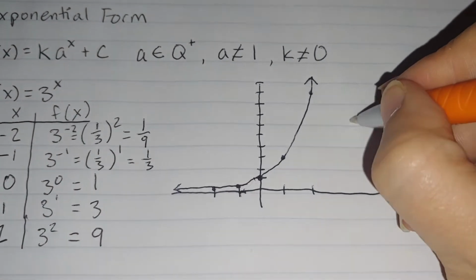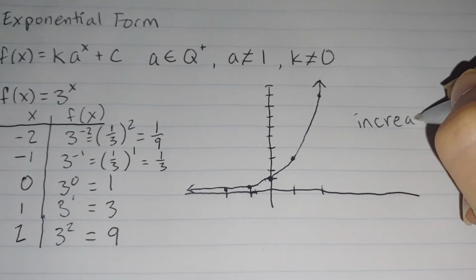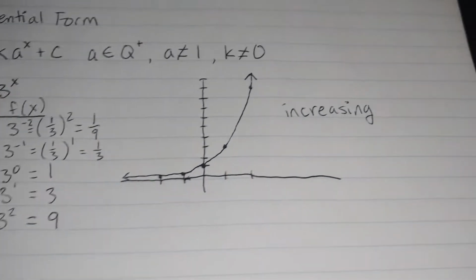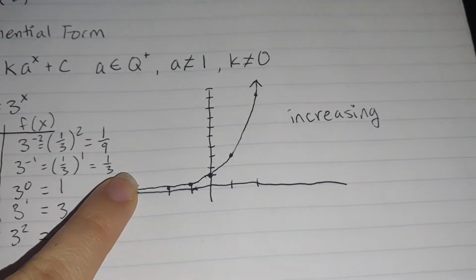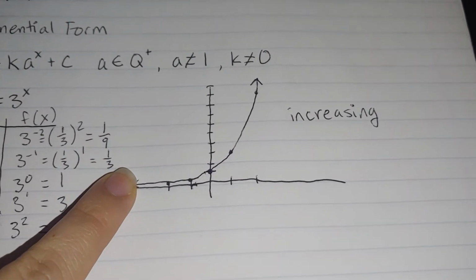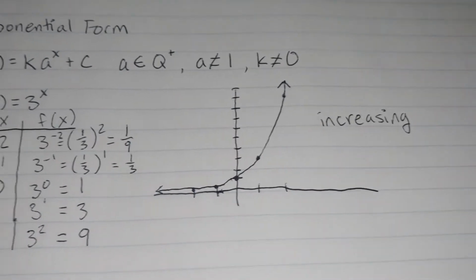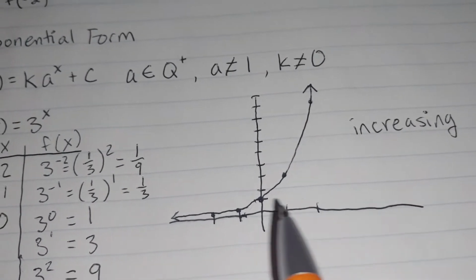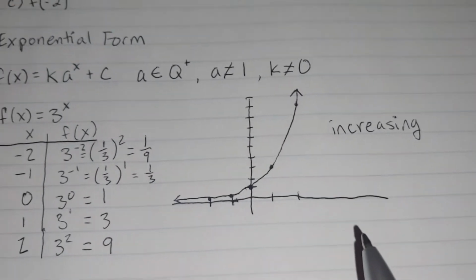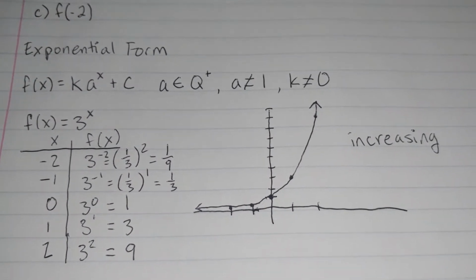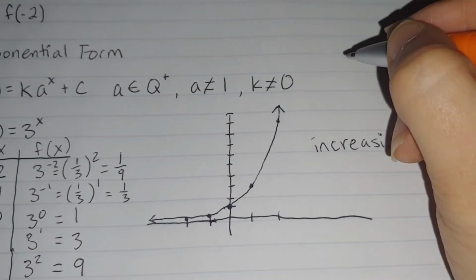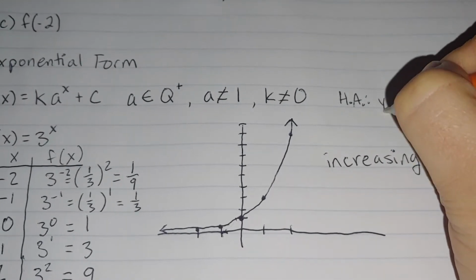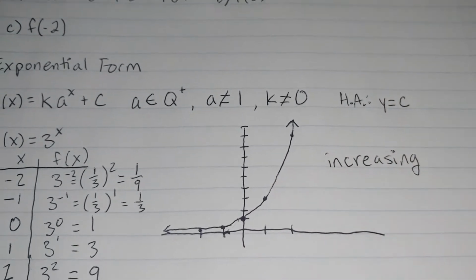Now this is what we call an increasing function. Constantly increasing. It's like if we took a little man and put him all the way on the left, if he started walking, would he be going up or down? Well, he'd be going straight up. So increasing the whole way. You'll also see that he never drops below the horizon. And that's because we have a horizontal asymptote. And the rule is that the horizontal asymptote occurs at y equals c.